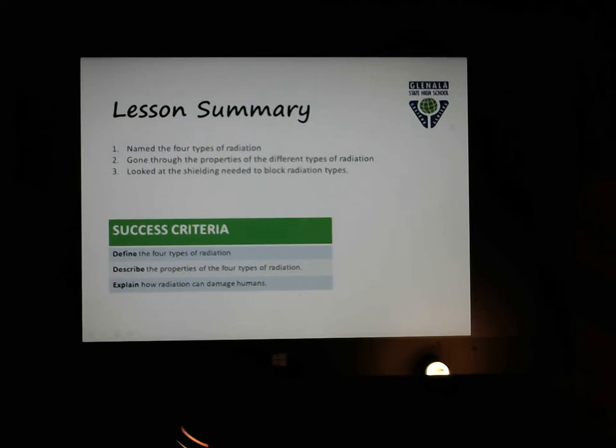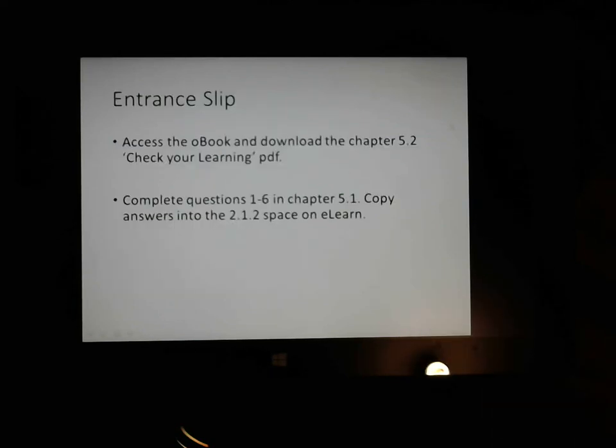For your entrance slip, please go to the O-Book and download chapter 5.2. I have a read of 5.1, but I don't care about the questions too much. Download chapter 5.2, complete questions 1 to 6 in chapter 5.1. Question 6 is going to be a tricky one, so have some fun with that. And please put the answers into the 2.1.2 space on eLearn. Remember, this is from the Unit 1-2 textbook, and we are now dealing with the Unit 2 section on eLearn.